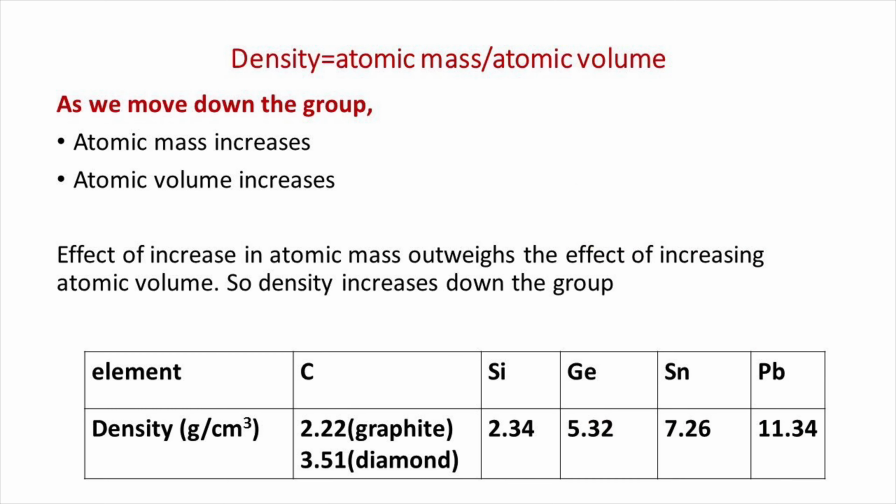The next general property is density. We know density is the ratio of atomic mass and atomic volume. As we move down the group, atomic mass and atomic volume increase. So, the effect of increase in atomic mass outweighs the effect of increasing atomic volume. So, density increases down the group.